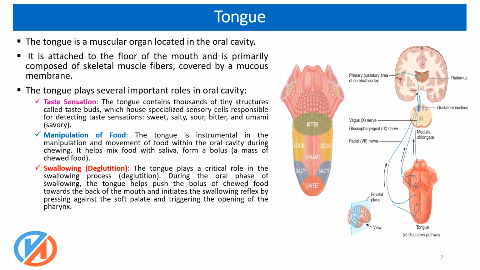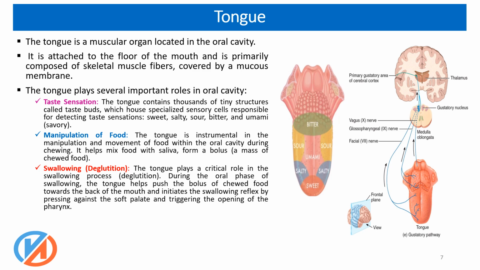The next part of the oral cavity is the tongue. The tongue is a muscular organ located in the oral cavity, attached to the floor of the mouth and primarily composed of skeletal muscle fibers covered by a mucous membrane. And the tongue plays several important roles in the oral cavity. The first one is taste sensation.